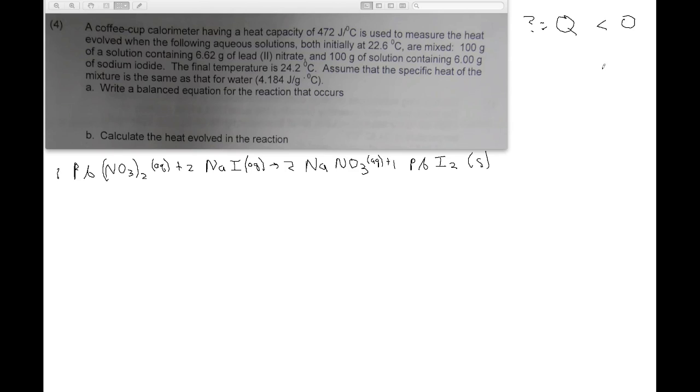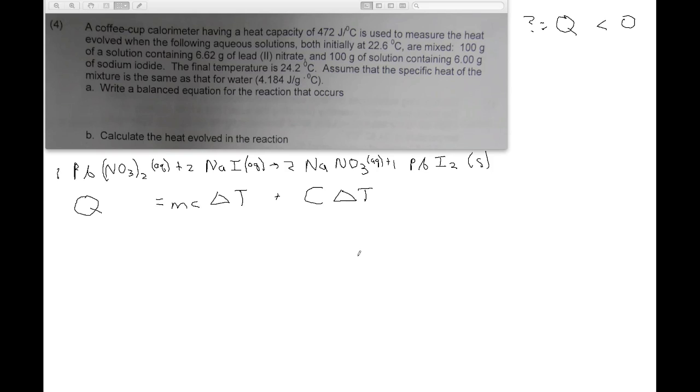Since they do give us the specific heat of water, and also the heat capacity of the calorimeter, we can say that Q is equal to MC delta T plus capital C delta T. Assuming the specific heat of the mixture is the same as that of water, we have a total of 200 grams, since we have 100 grams of each.